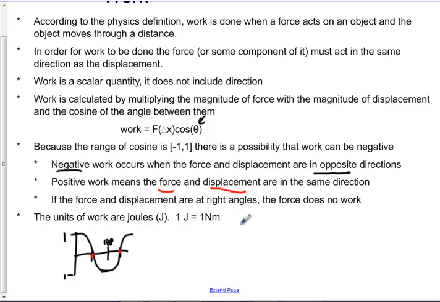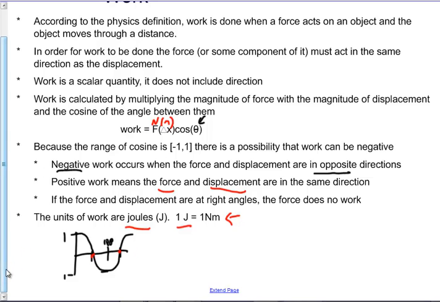One last thing here on work, the units of work. We calculate work by taking a force measured in newtons times a distance measured in meters. An angle has no dimension. That gives us a unit of a newton times a meter, which is called a joule. The abbreviation for joule is capital J. It's spelled like that, joules. So a joule of work is the amount of work done when a 1 newton force moves through a distance of 1 meter.